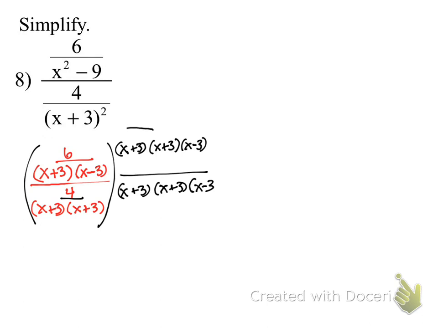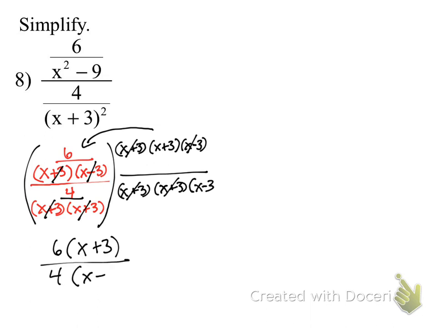And now when I distribute here, the plus 3 gets canceled, the minus 3 gets canceled, so what's left? 6 times x plus 3. The next one, when I distribute here, the plus 3 gets canceled, the plus 3 gets canceled, and we're left with 4 over x minus 3. Am I done? What else can I do, Mike? Multiply 6. No, we're not going to multiply.